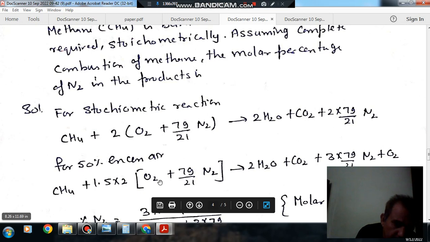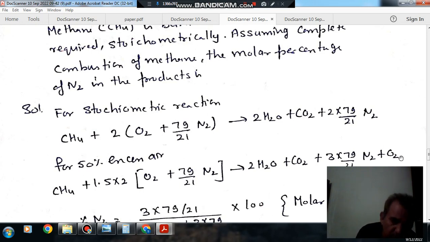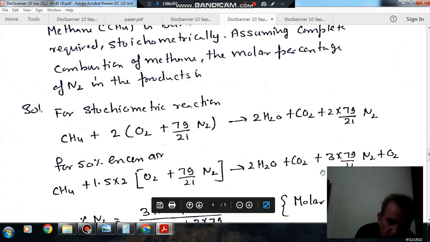And now as nitrogen is unreacted, its quantity will change. Initially it was 2, now it is 3 into 79 by 21 N2, and there will be excess oxygen, because here there are 3 moles of oxygen and 2 moles are used in the stoichiometric reaction. So 1 mole will be unreacted or free. So 1 free mole of O2 is there, and the number of moles of nitrogen is 3 into 79 by 21.